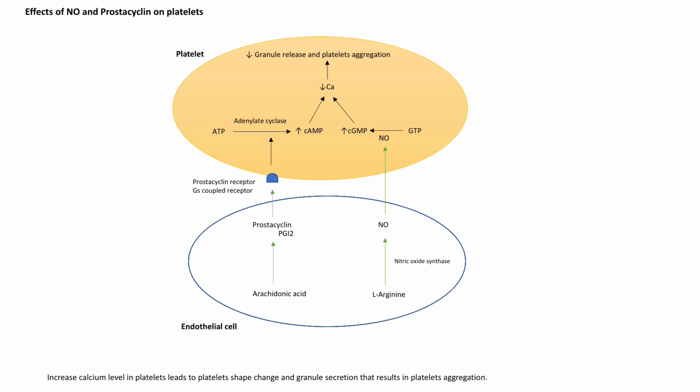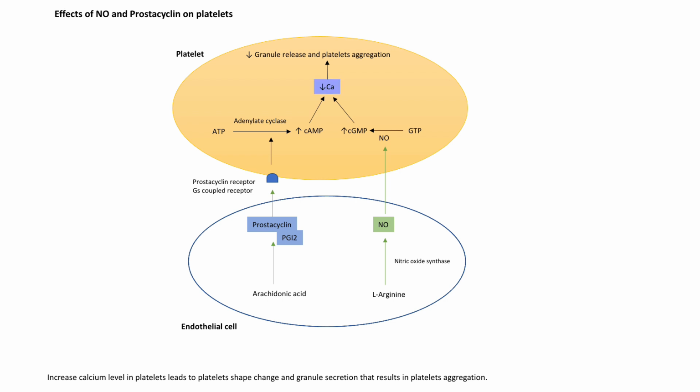The same mechanism prevents platelet adhesion and aggregation as well. In this diagram, the platelet is at the top and the endothelial cell below. Prostacyclin produced in the endothelial cell in the same way increases cyclic AMP in platelets. And nitric oxide produced in endothelial cells increases the amount of cyclic GMP in platelets.